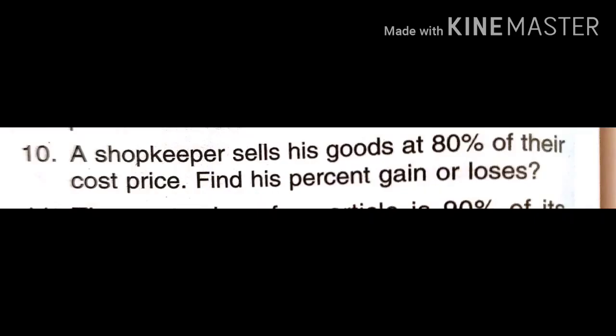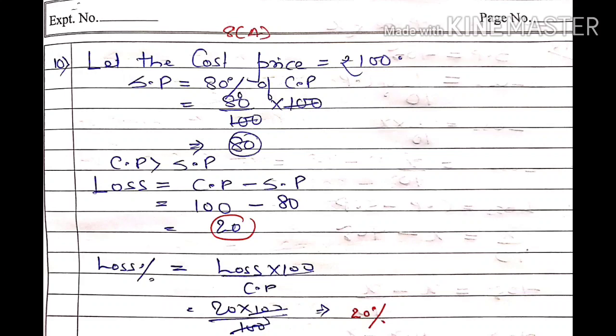Next type of question you see: a shopkeeper sells his goods at 80% of their cost price. In this also cost price is not given. So comparison is here, selling price is 80% of cost price, so we will take cost price. Look at here the solution. Same thing we will do. Let the cost price be 100 rupees according to question. Selling price is 80% of CP, 80 by 100 multiplied with 100. 100 cancel, 80 rupees. Same data we are getting.